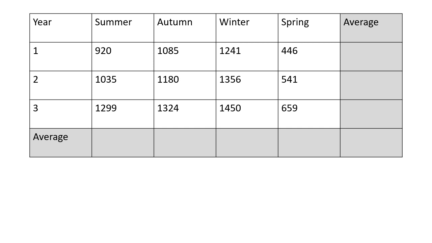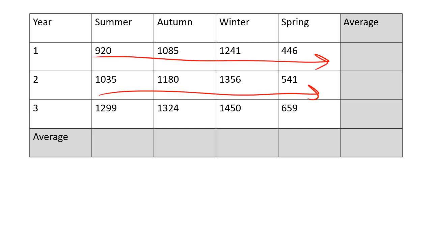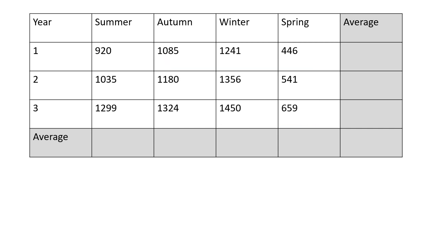So the first thing we're going to do is average across each year this way. Okay, so I'll just delete those arrows so it doesn't look too messy. And so you've got to sum them all up. So if you add up 920 and 1085 and 1241 and 446, you'll find yourself with 3692, and we divide that by 4 because we've done 4 seasons, and we get the value of 923, which means every single one of these values has to be divided by 923.